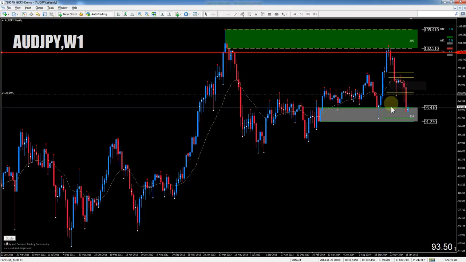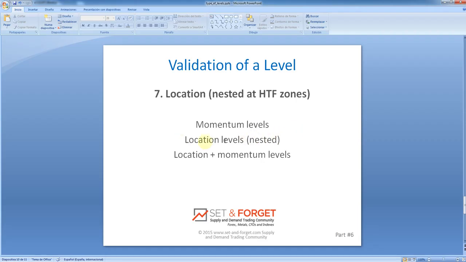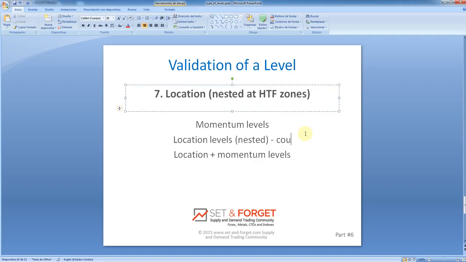We need to have all the time frames, all the demand and supply imbalances on all time frames, and then apply the sequence so we can locate the location type of levels. Okay, the location type of levels normally are counter trend. Okay, normally they are counter trend.